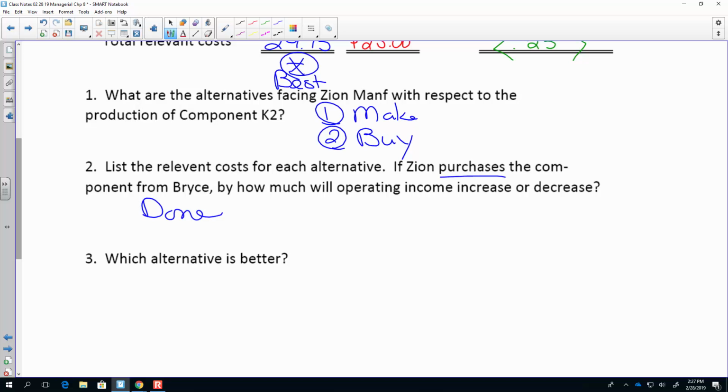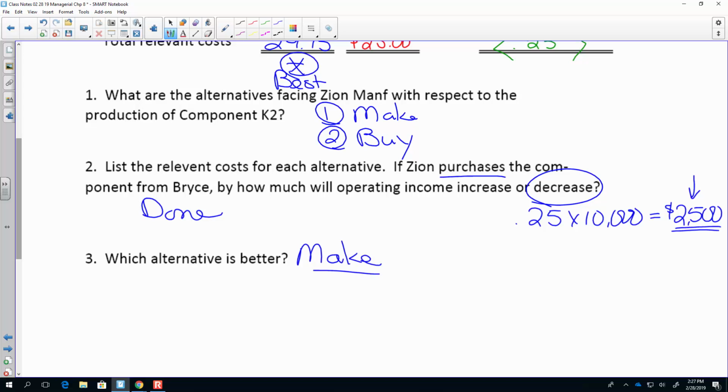I don't know why you would do it, but if you did buy it from Bryce, it's going to decrease by 25 cents times 10,000 units, which would give you a decrease of operating income of $2,500. Now, obviously, we wouldn't make that choice, right? Which alternative is better? You've already answered that. That would be to make it. All right, that's the process.